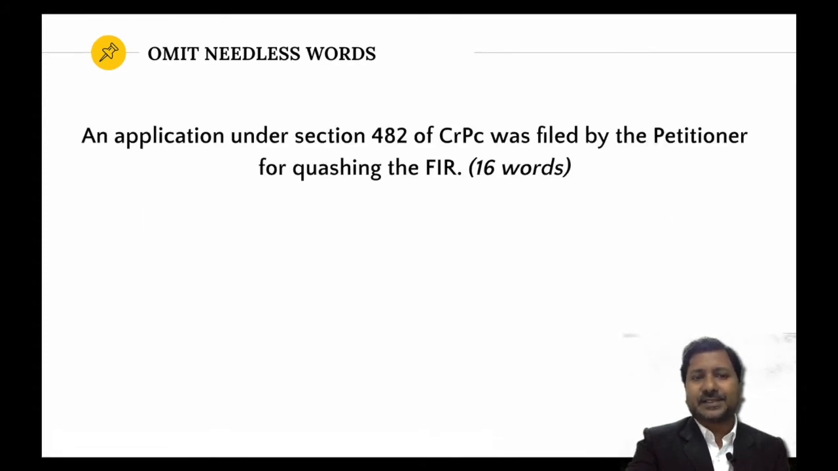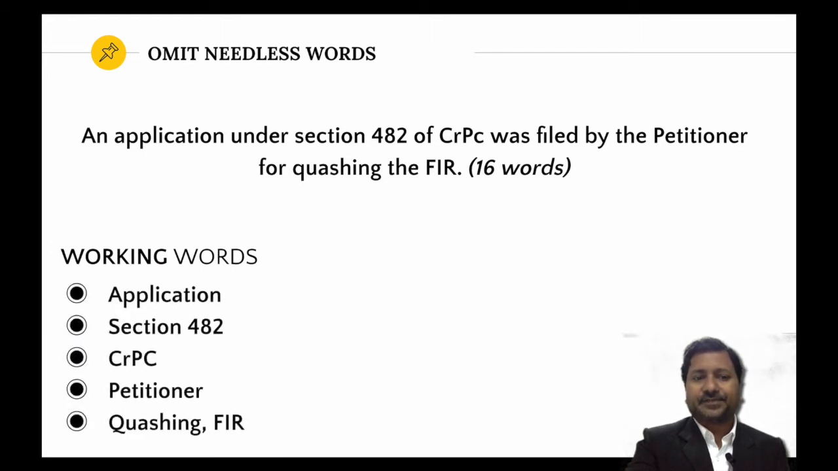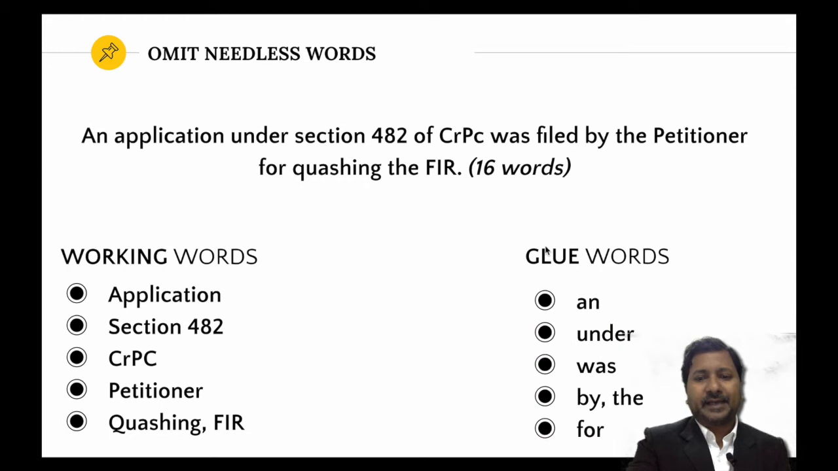Let's consider this example. An application under section 482 of CRPC was filed by the petitioner for quashing the FIR. Total 16 words. In this, we can look at some of the working words: application, section 482, CRPC, filed, petitioner, quashing, FIR. These are the working words that provide meaning to the sentence. And the glue words are and, under, was, by, the, for.